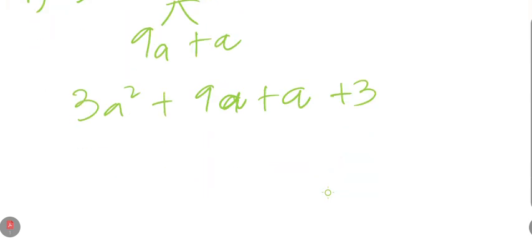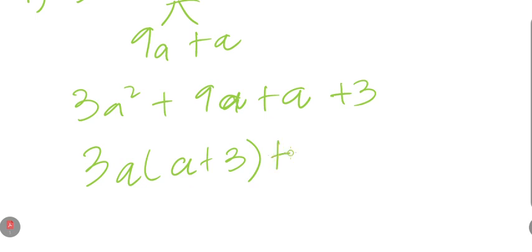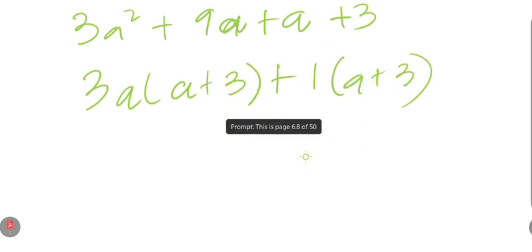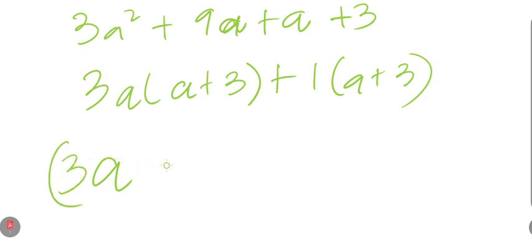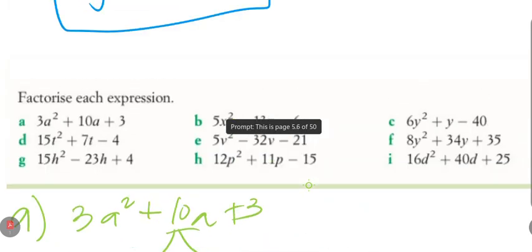Okay, now let's factor this by grouping. We have 3a times (a plus 3), and the other one would be plus 1 times (a plus 3). The final answer that we have is (3a plus 1) times (a plus 3). So that's the answer for number 1.